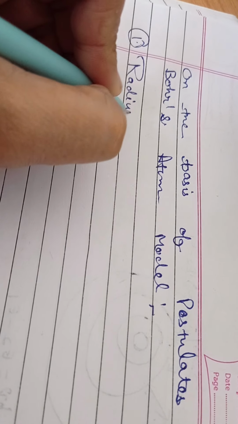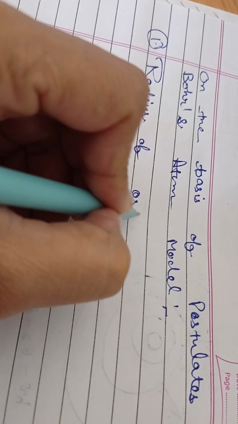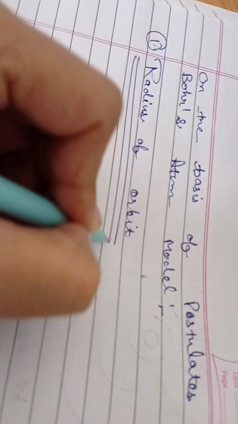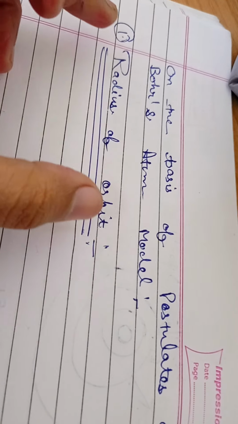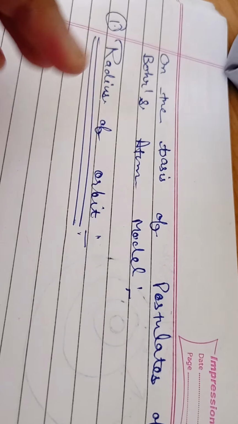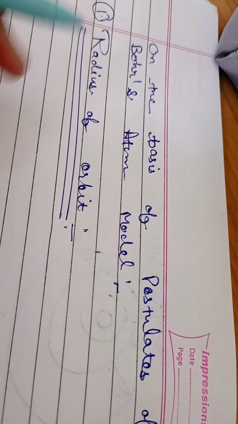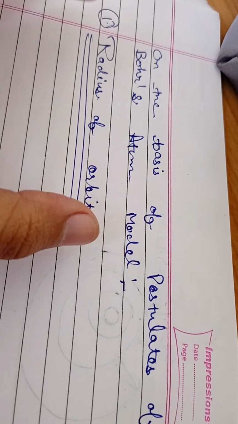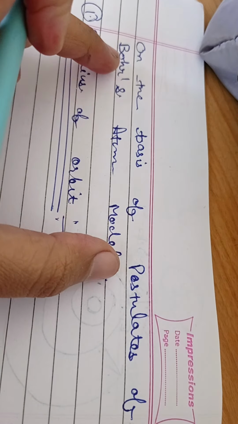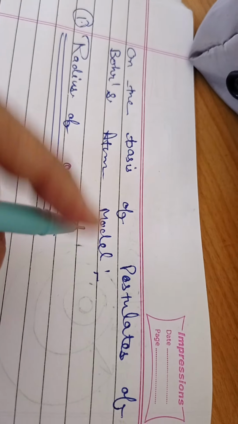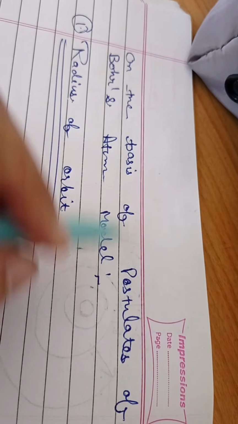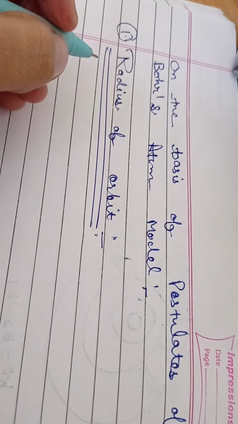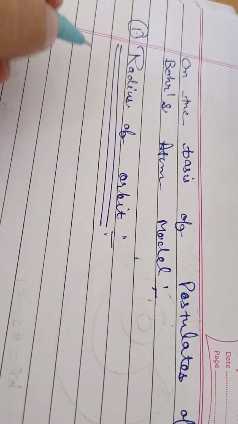Okay, the radius of the orbit. What will be the radius of the orbit in which the electron is revolving around the nucleus? Since we are going to derive the expression for the radius of the orbit on the basis of the postulates, we have to write the expressions which were given by Bohr's atomic model. What was the first expression, students?